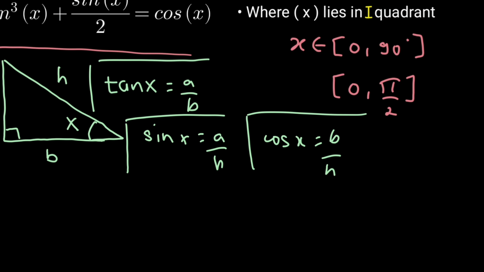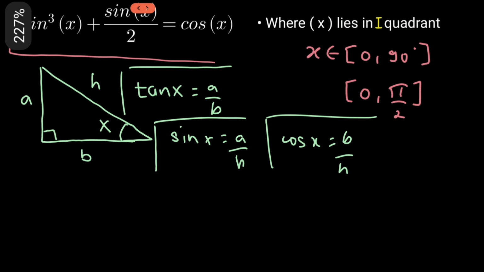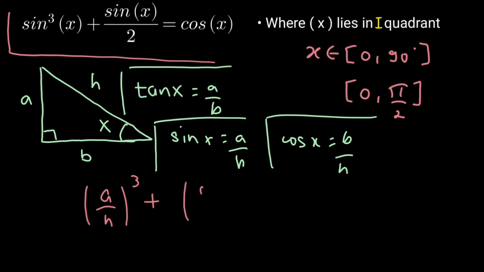So from this right angle triangle, we got the value for all the three trigonometric ratios: tan x, sine x, and cos x. Now recall the original equation, that was sine cube of x plus sine x upon 2 equals to cos of x. So in this equation, I will replace these trigonometric ratios with the value that we have just got, that is a upon h and b upon h. So the first term is sine cube of x, so it can be written as a upon h, the complete cube, that is the value for sine x, plus sine x upon 2, therefore a upon h upon 2 equals to cos of x, that is equal to b upon h, that is present over here.